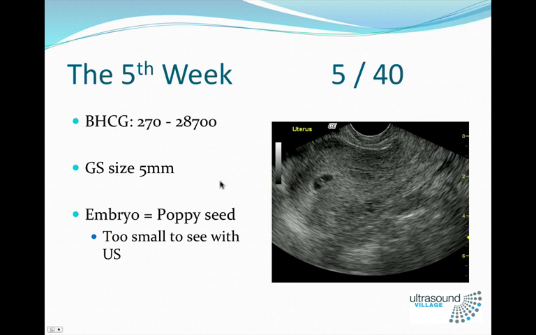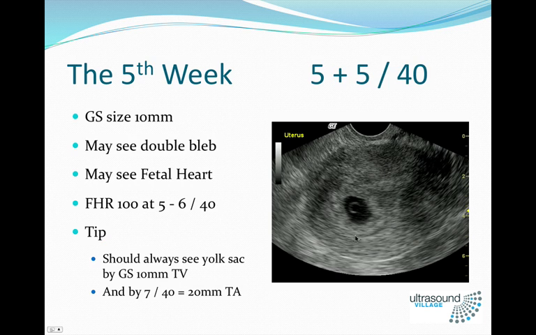Now, the 5th week, beta HCG is higher. The gestational sac's up to 5 mils, because at 4 weeks and 3 days it's 2. A bit after that it's 5 millimeters. But the embryo itself is the size of a poppy seed. It's too small to see with ultrasound. But what we do start seeing is a yolk sac. So here's a gestational sac. We start seeing the yolk sac inside it.